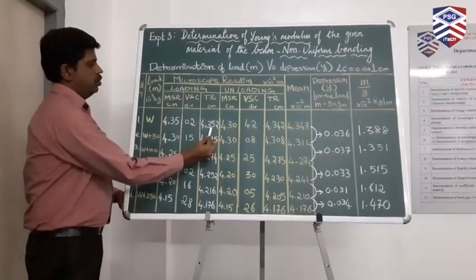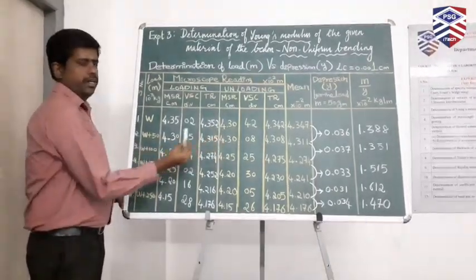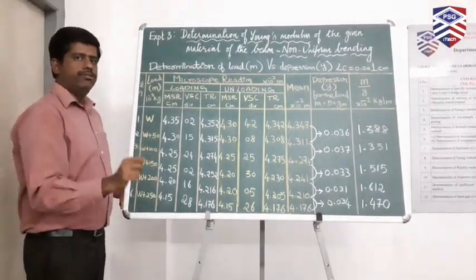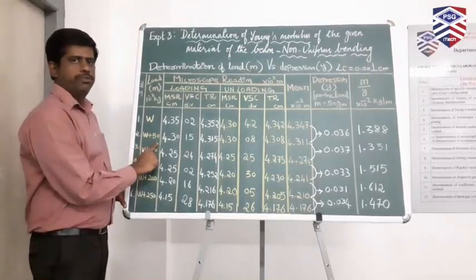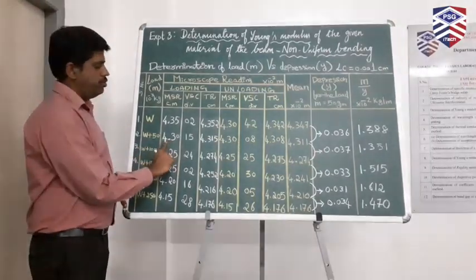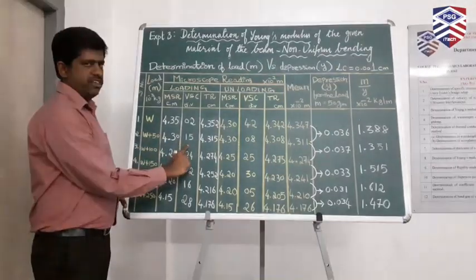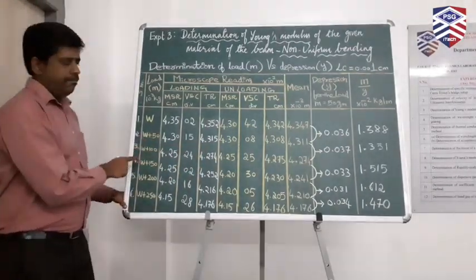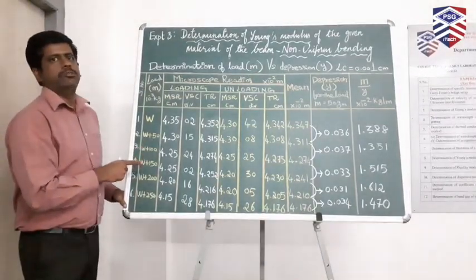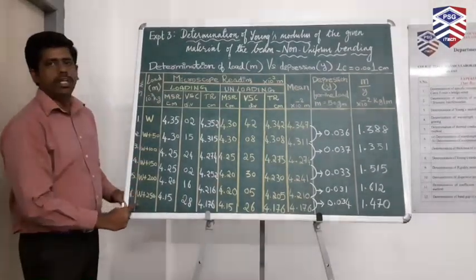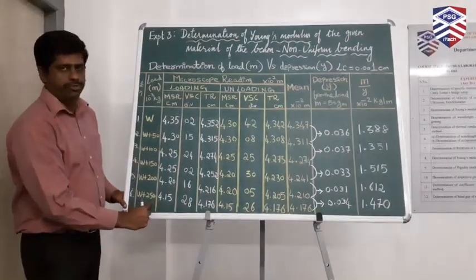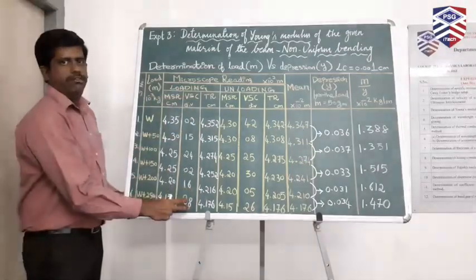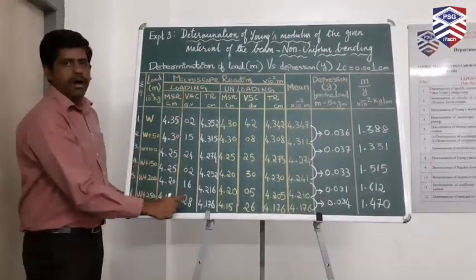Once the total reading for W has been calculated, we load the dead weight again with 50 grams, which becomes W plus 50. Likewise, we note down the main scale reading and vernier scale coincidence, and calculate the total reading. Similarly, we add weight in steps of 50 grams until we reach W plus 250. Once this value is recorded, this completes our loading part.